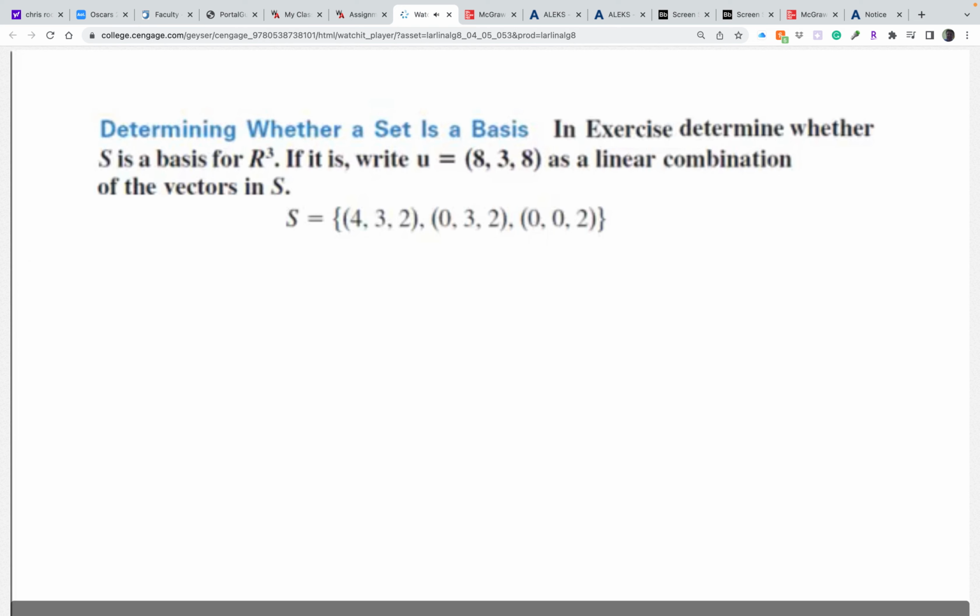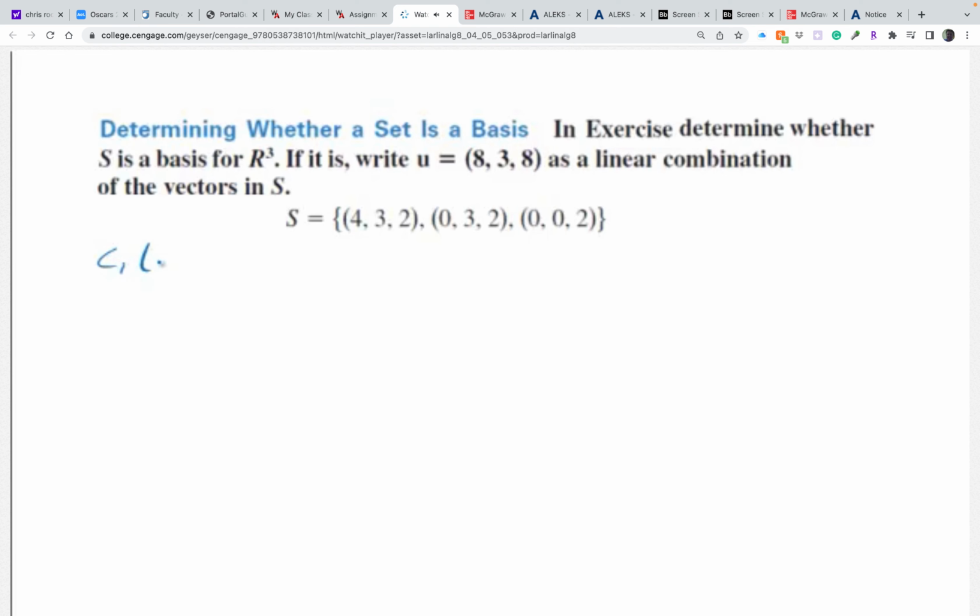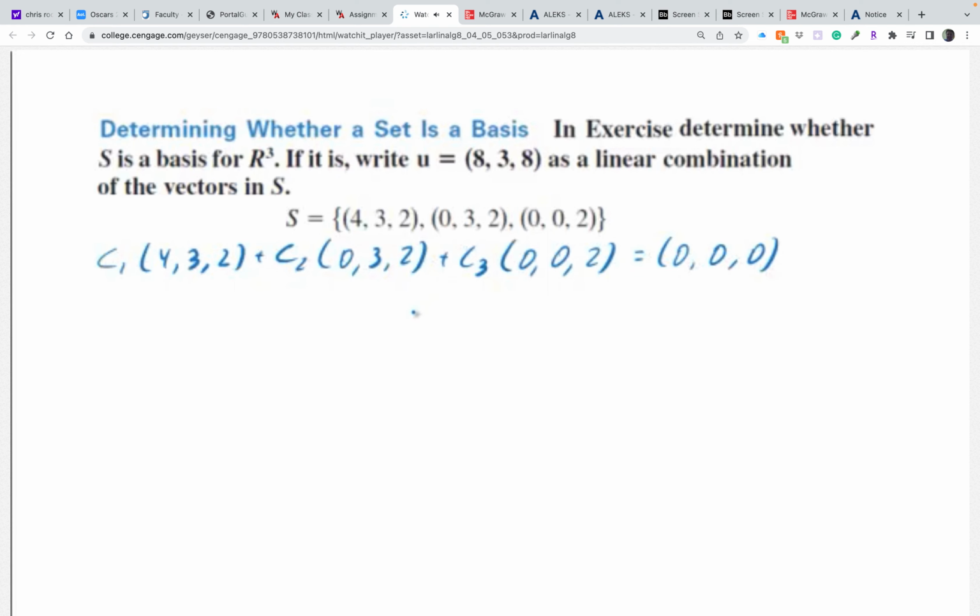Determining whether a set is a basis. In the exercise, determine whether S is a basis for R3. If it is, write U equal to 8, 3, 8 as a linear combination of the vectors in S. S is the vectors 4, 3, 2, 0, 3, 2, and 0, 0, 2. So we first set up the equation C1 times 4, 3, 2 plus C2 times 0, 3, 2 plus C3 times 0, 0, 2. We set this equal to 0, 0, 0, which gives us the following homogeneous system.